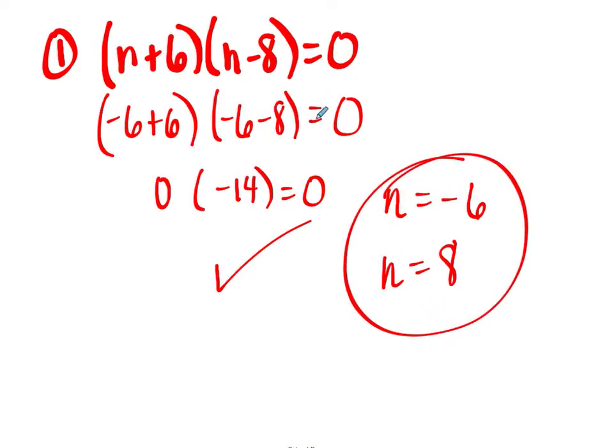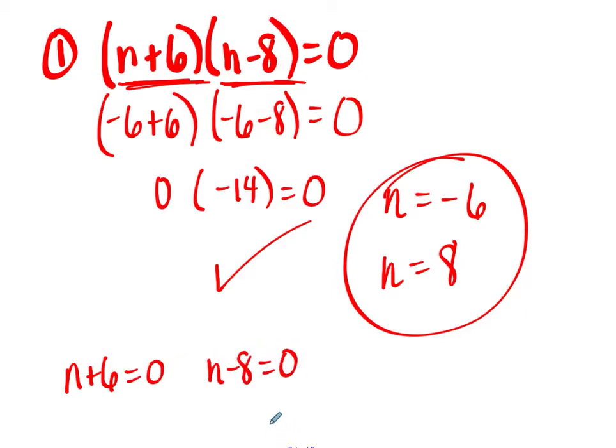That's your answer. The shortcut to that is this. If you have two things being multiplied together that look like factors set equal to 0, what do you do to each one of them? n plus 6 equals 0 and n minus 8 equals 0. You set them equal to 0 and you solve for n. So -6. And that's it. That's all you had to do for number 1.